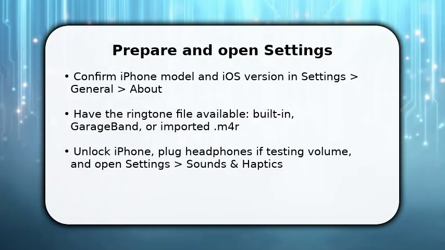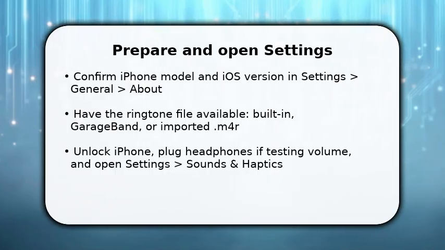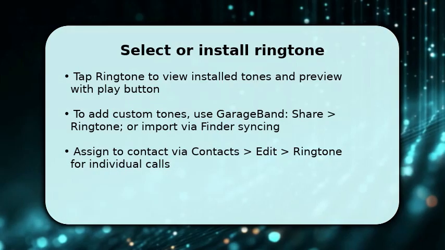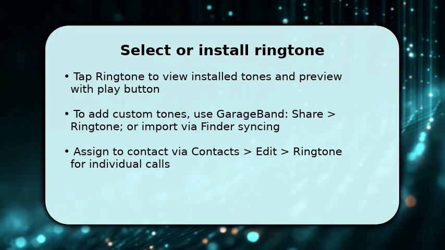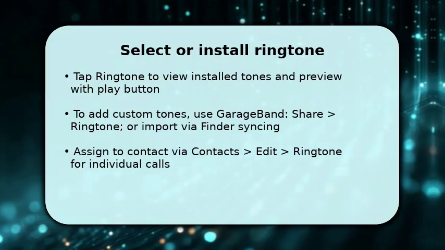Then unlock the phone and open Settings Sounds and Haptics. This gets you straight to the audio controls, where you'll change default and contact-specific ringtones. Now choose or add the tone you want. Tap Ringtone to open the list and preview tones with the play control so you hear exact start points.